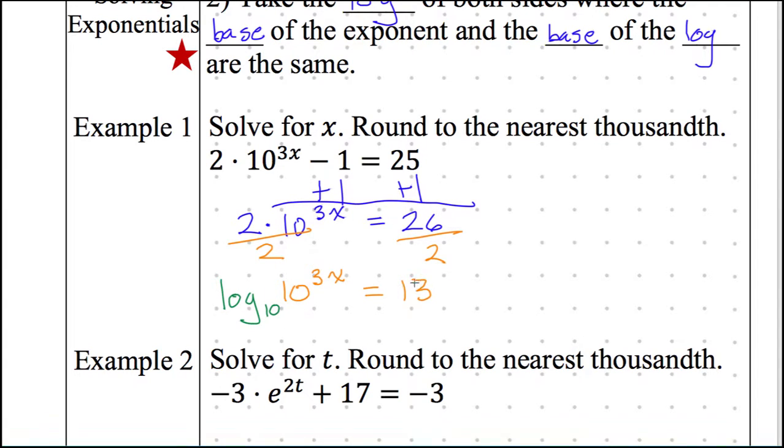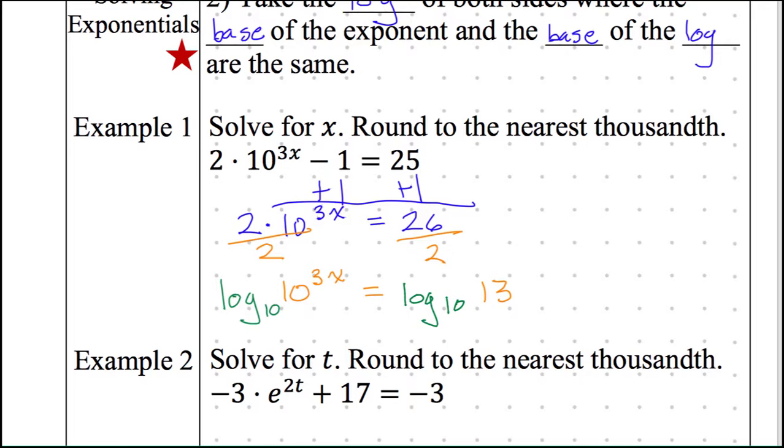Log base 10 of this side, and I'm going to move my 13 with technology. And I'm also going to take log base 10 of this side. I'm taking the log base 10 of both sides so that I can get this 3x coming down in front. That's called the power rule. And then this 10 and 10 will cancel each other out. Log base 10 of 10 is 1 because 10 to what power is 10? 1.